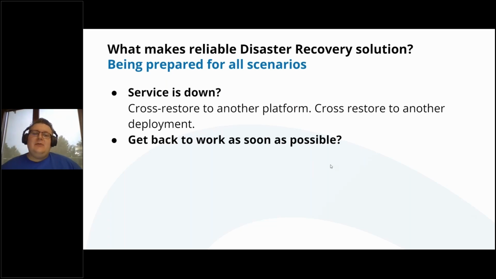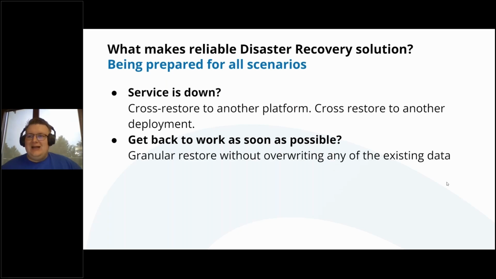Make sure that you're able to get back to work as soon as possible. Have so-called granular restore capability. Give yourself the possibility to restore the data without overwriting any of them, and only restore the things that matter. For example, only the projects that are ongoing projects, and continue working on them rather than restoring the whole thing, which will take substantial time.